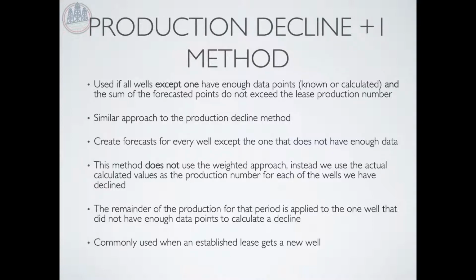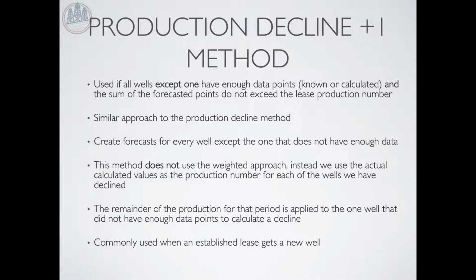The next one is the production decline +1 method. So if all of the wells except a single well have enough data points, known or calculated, to create the forecast, and the sum of all of the forecasted points do not exceed the lease production. This is important because if a lease has a significant down month for any reason, and your forecasted data points for all of the active wells on the lease are higher than what the reported production is, then we obviously cannot use those hard values.